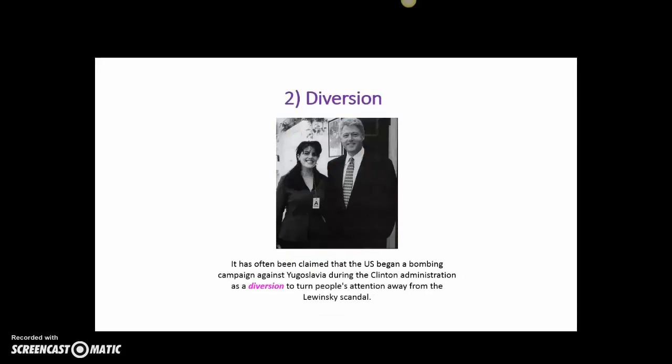In this sentence, it has been often claimed that the U.S. began bombing campaign against Yugoslavia during the Clinton administration as a diversion to turn people's attention away from the Lewinsky scandal. The word diversion means something different. It means distraction. So what we learned here is one word can have different meanings depending on the context.